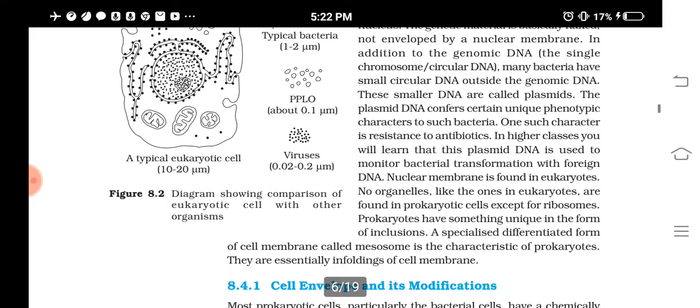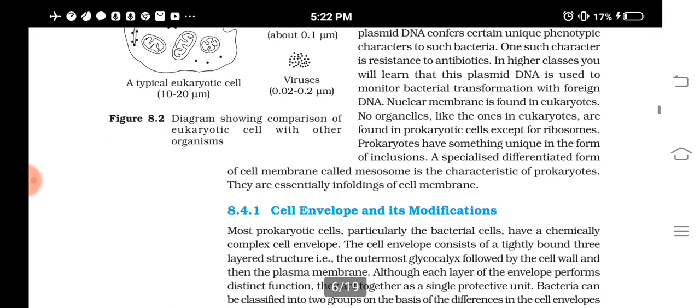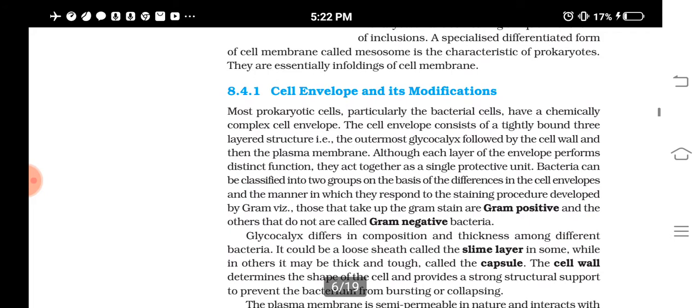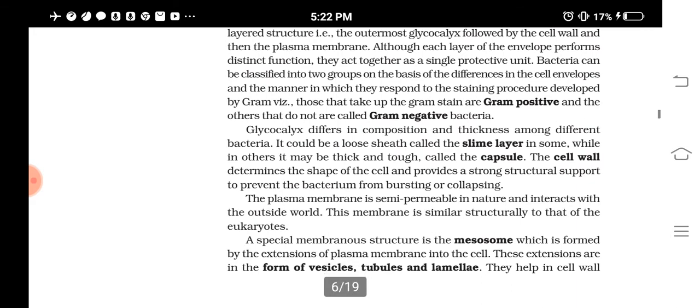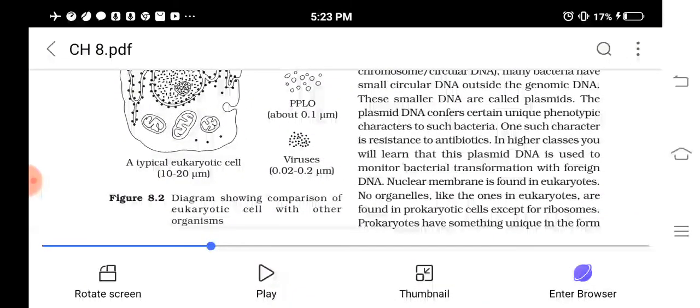Sometimes they can have an extra membrane or extra protective layer made up of glycocalyx. If the glycocalyx is hard, it forms the capsule, and if it is loose, it is a slime layer. Then there is the cell wall and the plasma membrane. So we have seen all this structure, and the plasma membrane contains certain infoldings. These infoldings are known as mesosomes.